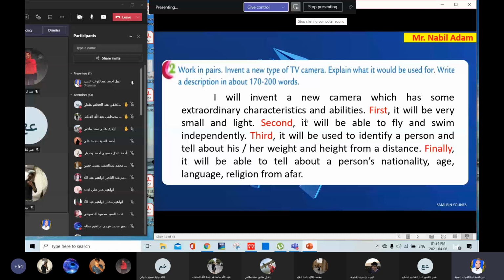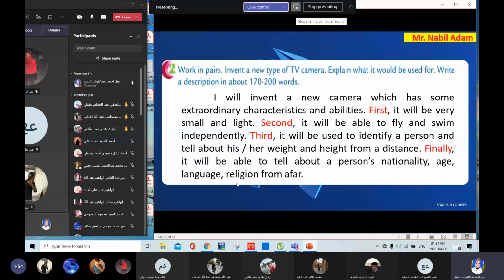Third, it will be used to identify a person and tell us about his or her weight and height from a distance. So it can identify people and tell you about their weight or their height, how tall they are, how heavy they are. Finally, it will be able to tell about a person's nationality, age, language, religion from afar. So it's a very exciting, a very interesting camera. It can give you more information about this character or this person.